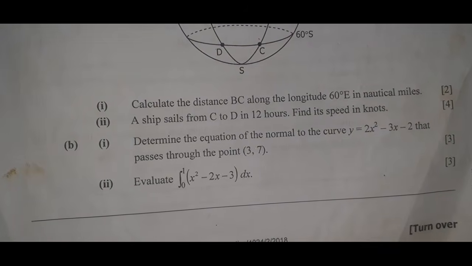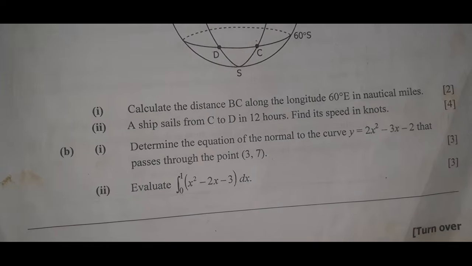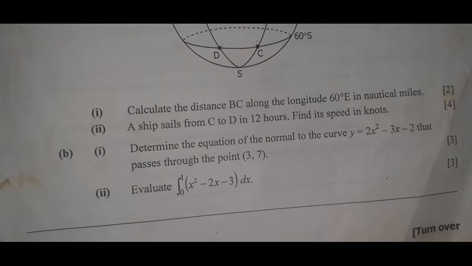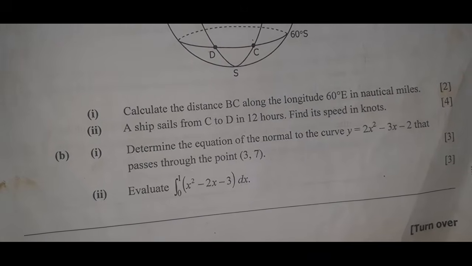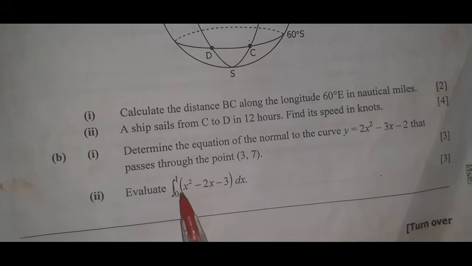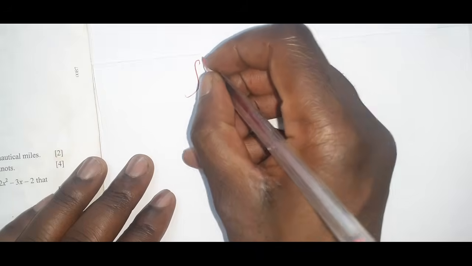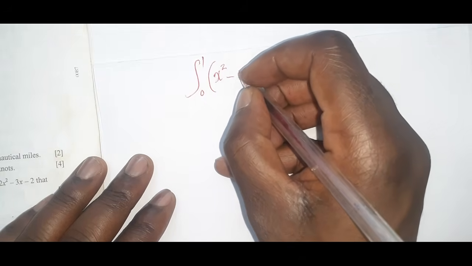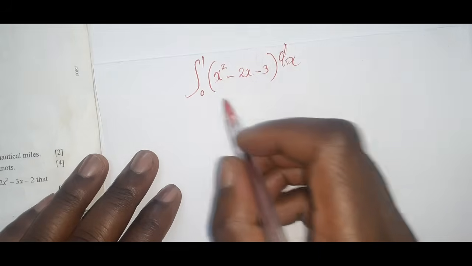Question 7b2, evaluate. I'm sure you've seen what we're supposed to evaluate here. So we are supposed to evaluate the integration of this one with these limits. So how do we do that? Okay, so this is what we are having, from 0 to 1, x squared minus 2x minus 3. So we need to integrate this first.